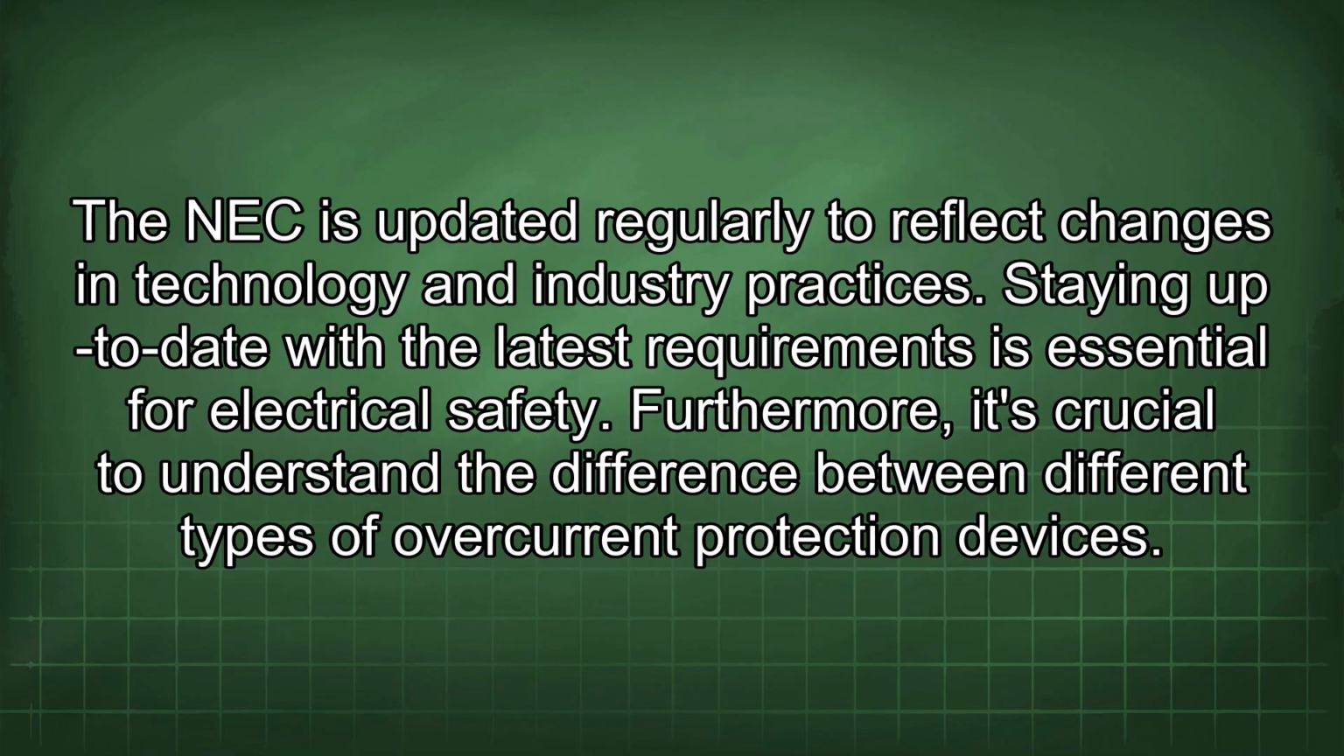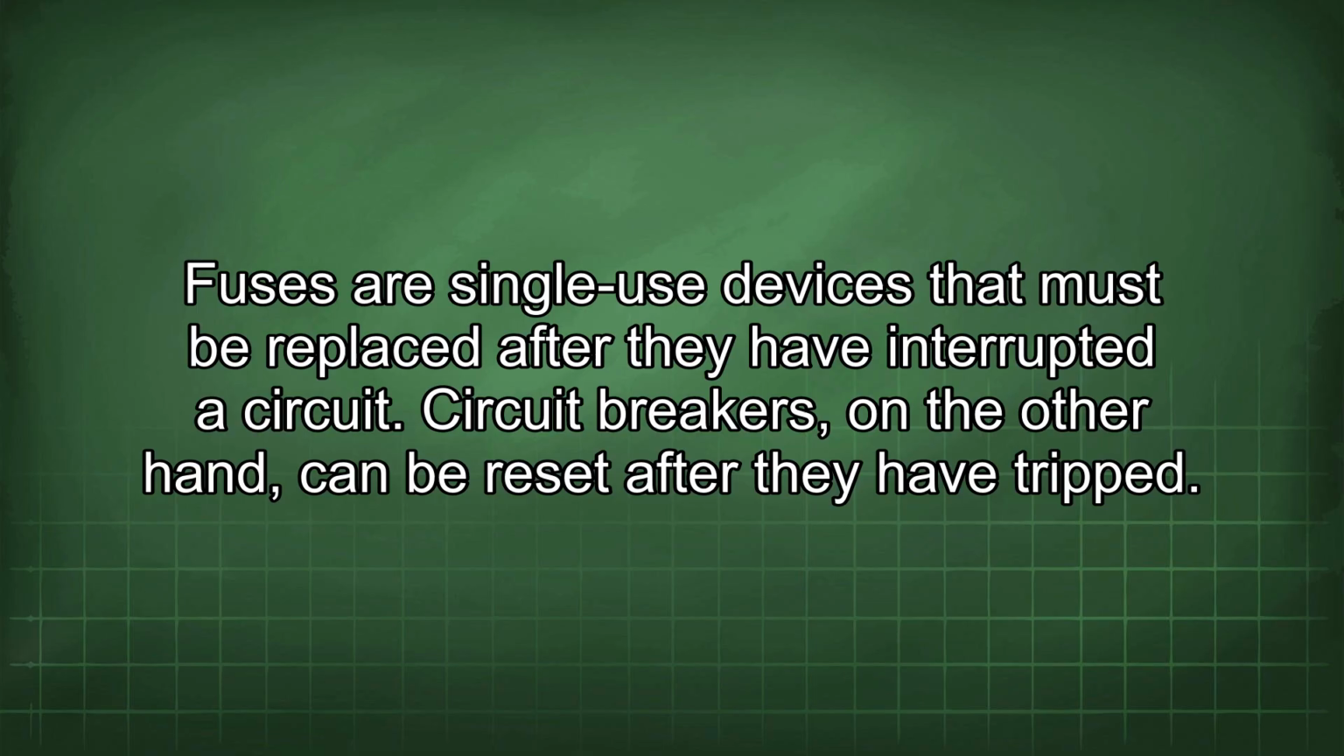The NEC is updated regularly to reflect changes in technology and industry practices. Staying up to date with the latest requirements is essential for electrical safety. Furthermore, it's crucial to understand the difference between different types of overcurrent protection devices. Fuses are single-use devices that must be replaced after they have interrupted a circuit. Circuit breakers, on the other hand, can be reset after they have tripped.